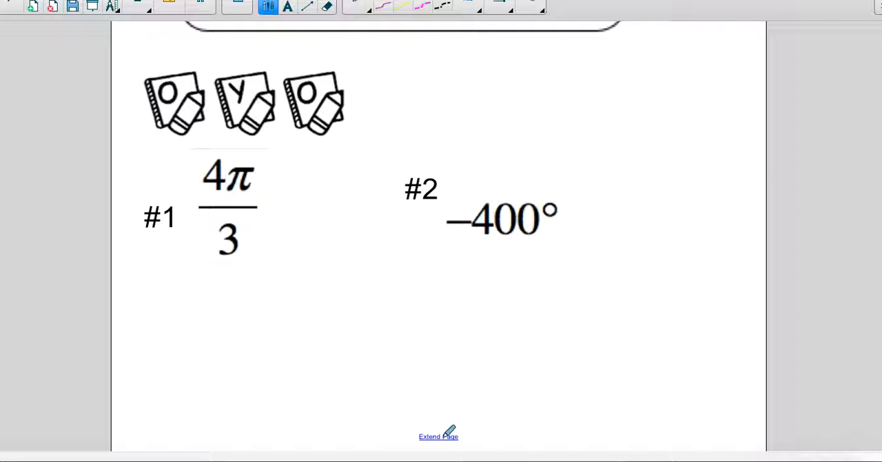So you get two quick ones on your own here. Try and find the reference angle for both of these angles. Pause the video and resume it when you finish.